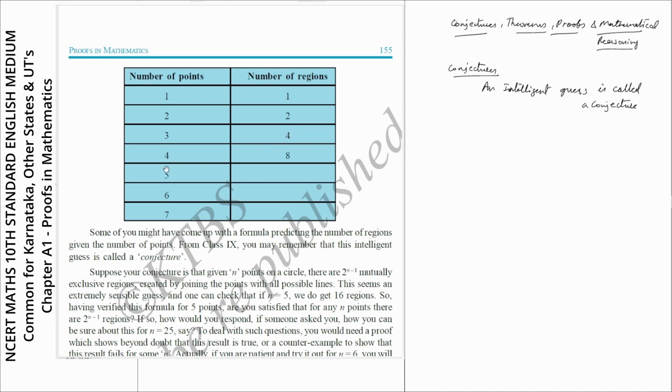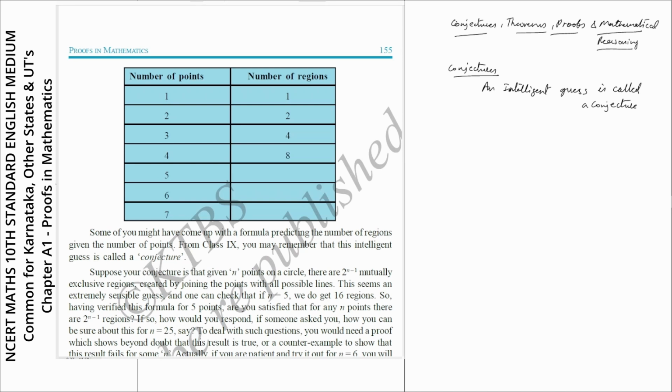Similarly, when n is equal to 4, we get 2 to the power of 4 minus 1, which is 2 to the power of 3, which is 8. So seeing this data, we can guess that the number of regions is given by this formula 2 to the power of n minus 1. So this kind of guess is called a conjecture. Here you can see this intelligent guess is called a conjecture.